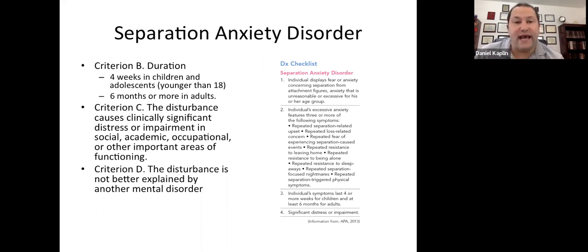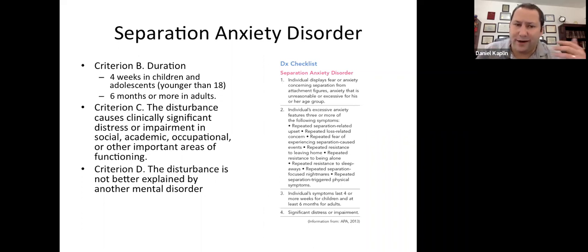We also see that separation anxiety disorder causes dysfunction or impairs social functioning, academic, occupational functions, and so forth. And we also need to rule out other mental conditions that could mirror separation anxiety disorder. So things like autism spectrum disorders, they might have some separation anxiety, but it's not better explained by separation anxiety disorder. It's better explained by autism.